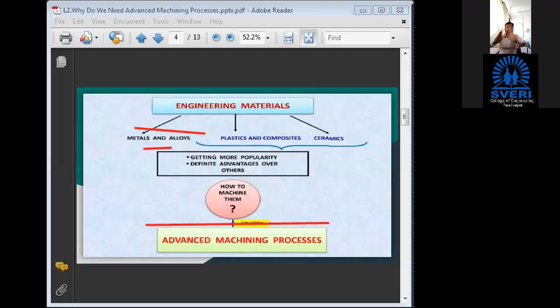This is just a basic lecture for our non-conventional processes. I have not yet started the subject itself.